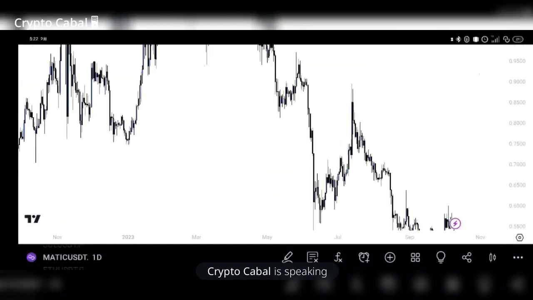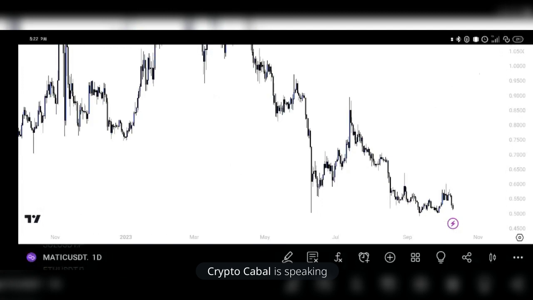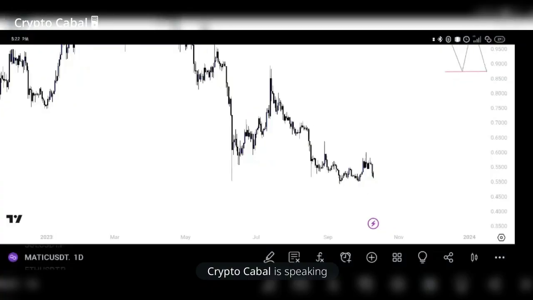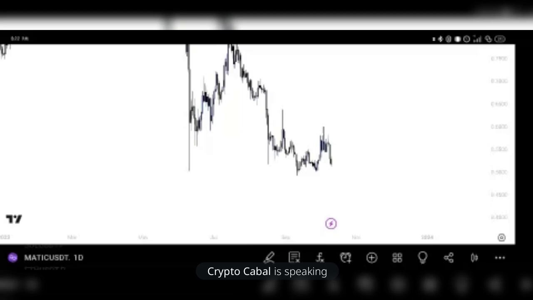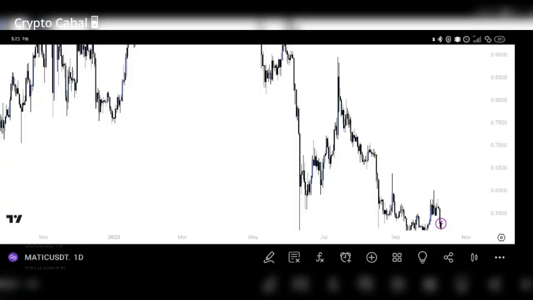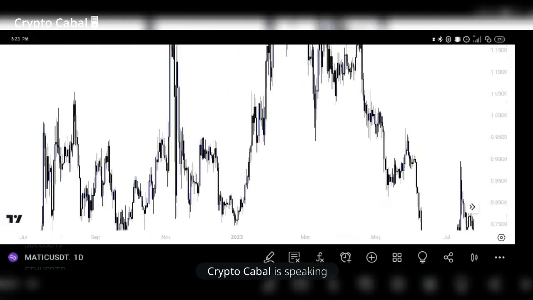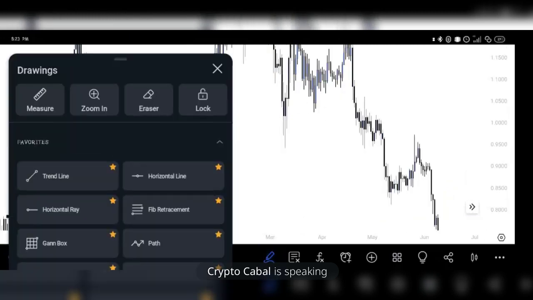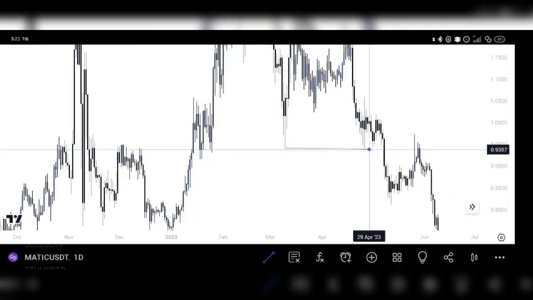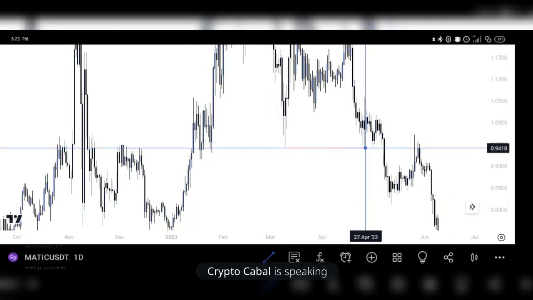Now, quickly, I'll go to my charts and I'll identify some form of equal lows and equal highs very, very quickly. So let's see what we have. Let's quickly try to locate some form of equal lows. Okay, this is an example of equal low. This point here. This is an equal low.